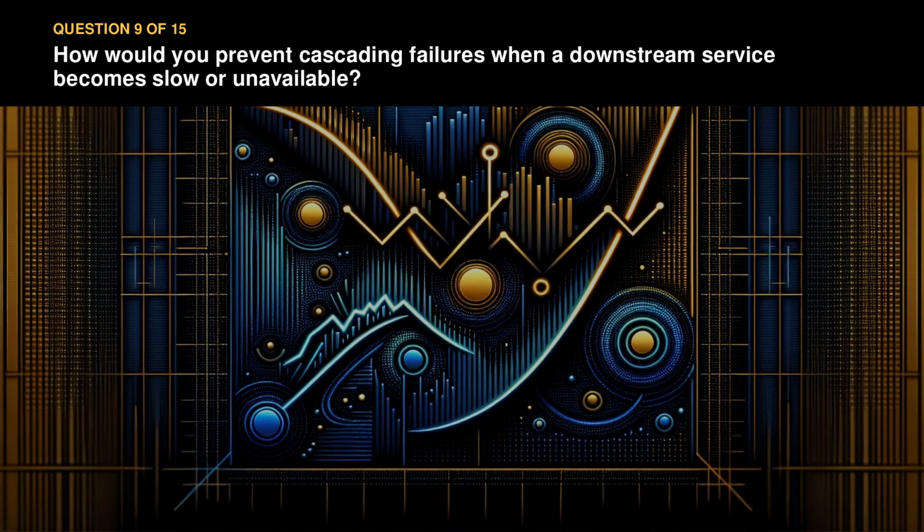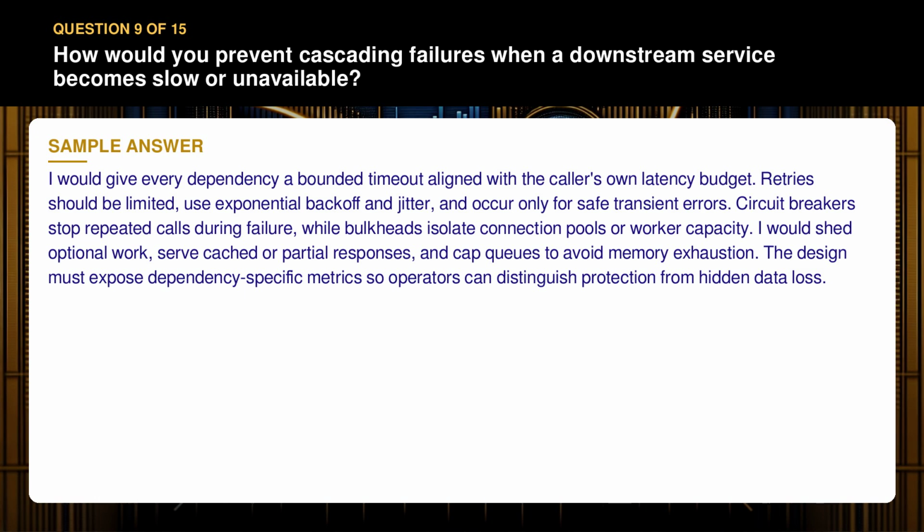Question 9. How would you prevent cascading failures when a downstream service becomes slow or unavailable? I would give every dependency a bounded timeout aligned with the caller's own latency budget. Retries should be limited, use exponential backoff and jitter, and occur only for safe transient errors.